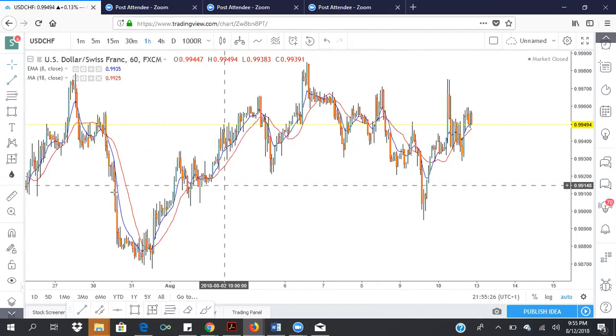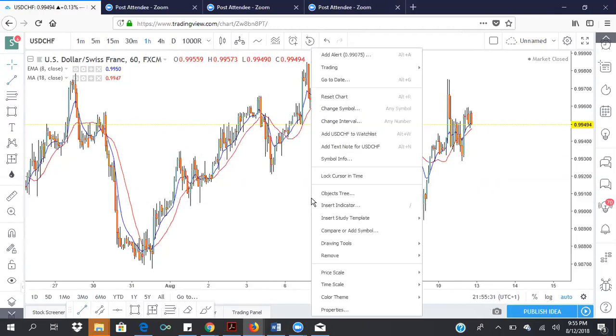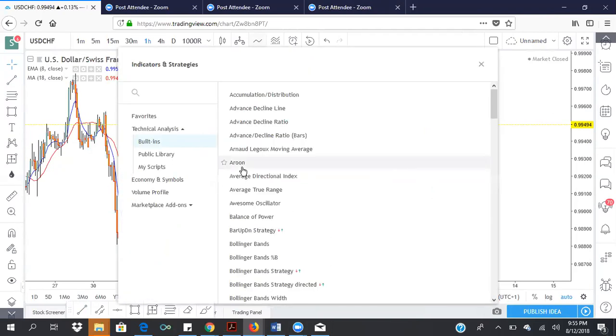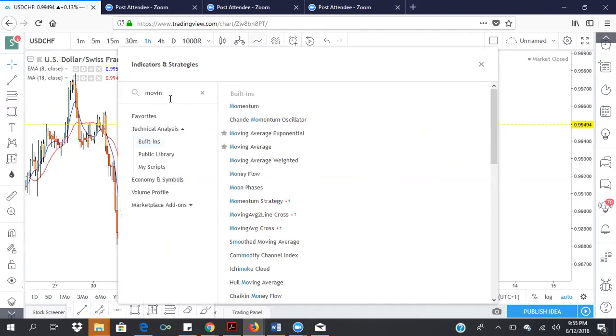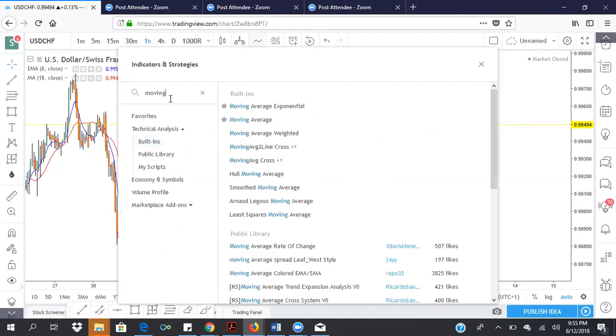So for your SMA and EMA, if you want to add that to your chart, all you have to do is right click, you go to insert indicator. I hope you guys are writing it down. You go to insert indicator. Okay, then here you're going to type moving average. So when you click on moving average, you should see all these. So you click on moving average exponential.